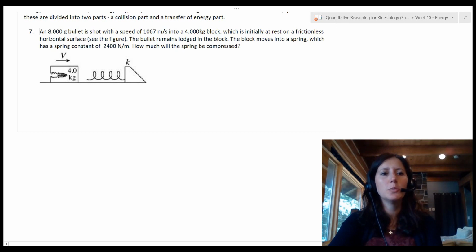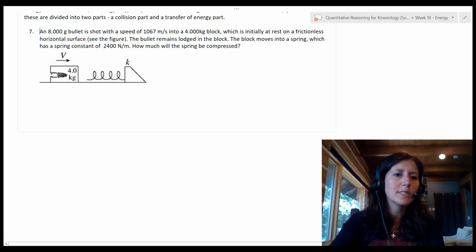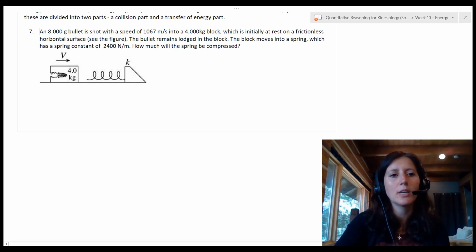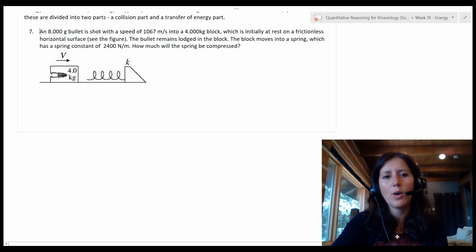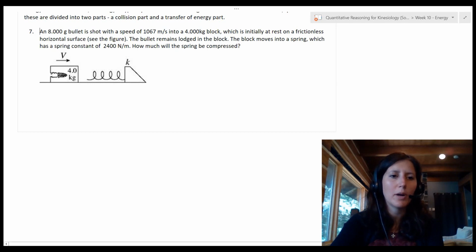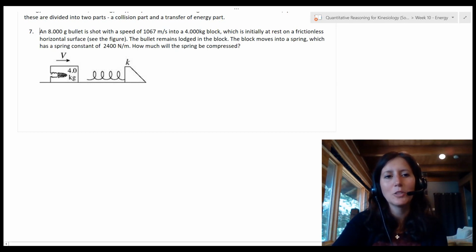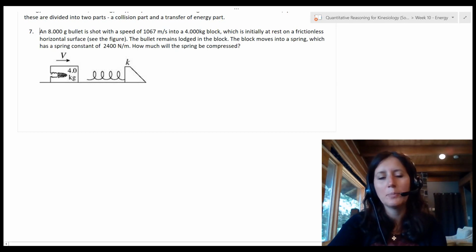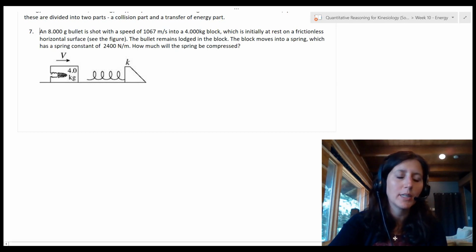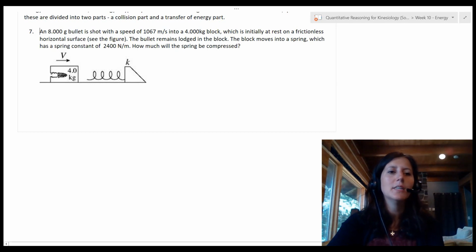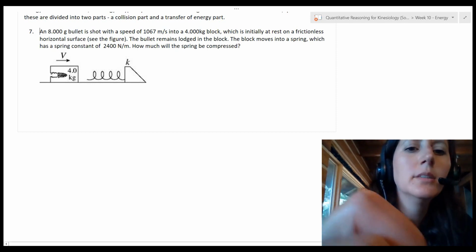Okay, so this is a 2-part question. In the first part we're dealing with just the bullet and the block colliding into each other, and we want to find out how fast they are going to go after the collision. Once we know how fast they're going, we can move on to part 2, which is the energy part, where we can say the total energy of that bullet-block system, which is moving, is equal to the energy after it's impacted that spring and compressed it. Okay, so let's start with part 1.